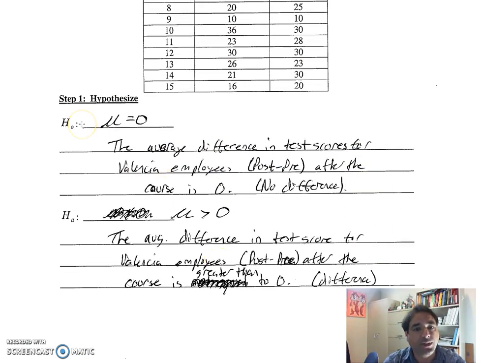So remember, we're talking about difference, and the H0 would be that there's no difference. Mu equals 0. The average difference in test scores for Valencia employees, post minus pre, after the course is 0. No difference. We want to see if it improves, greater than. The average difference in test scores for the Valencia employees, post minus pre, after the course is greater than 0. There is a difference, greater than 0. So there's your H0, there's your HA, but again, we need some information.